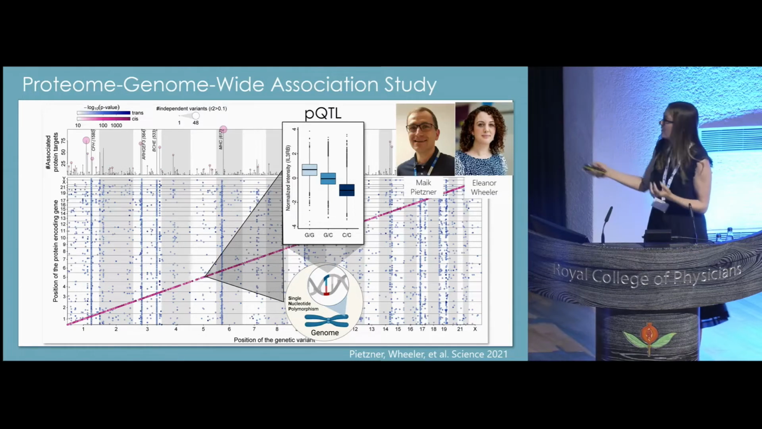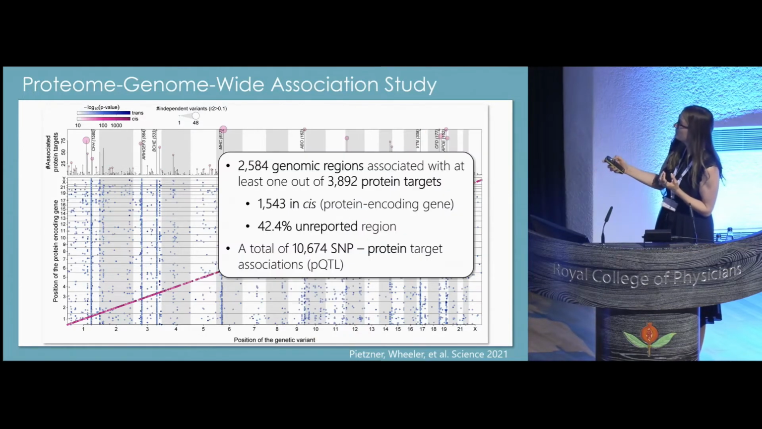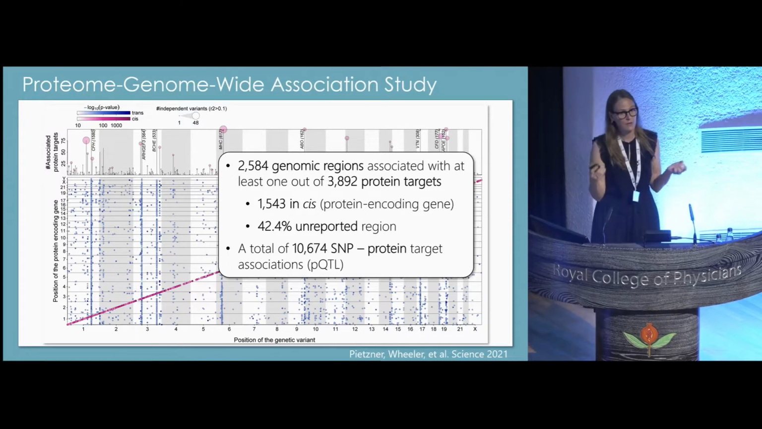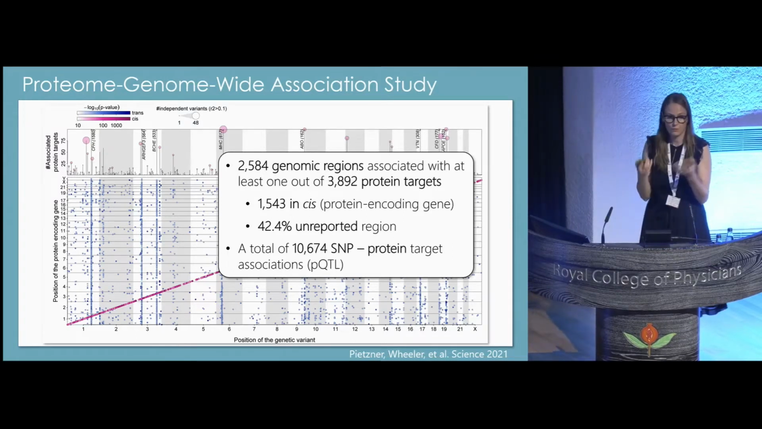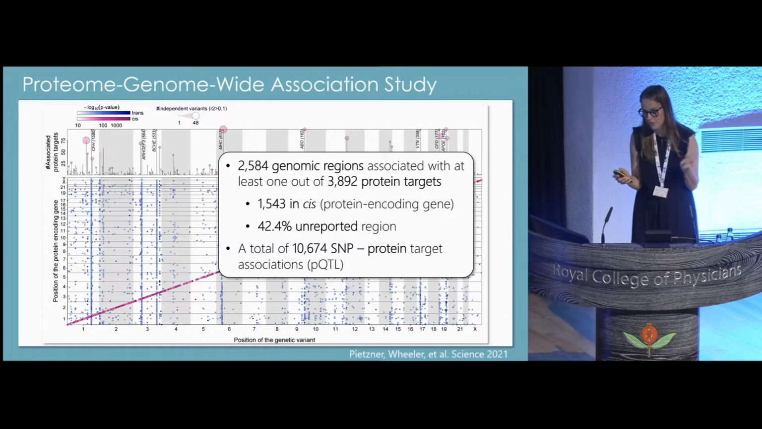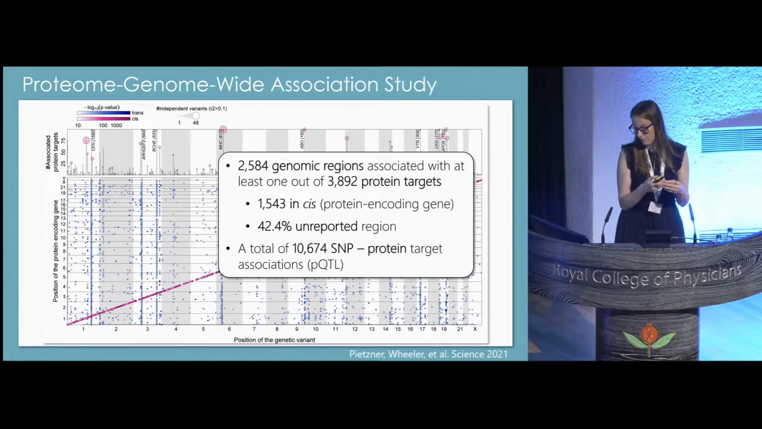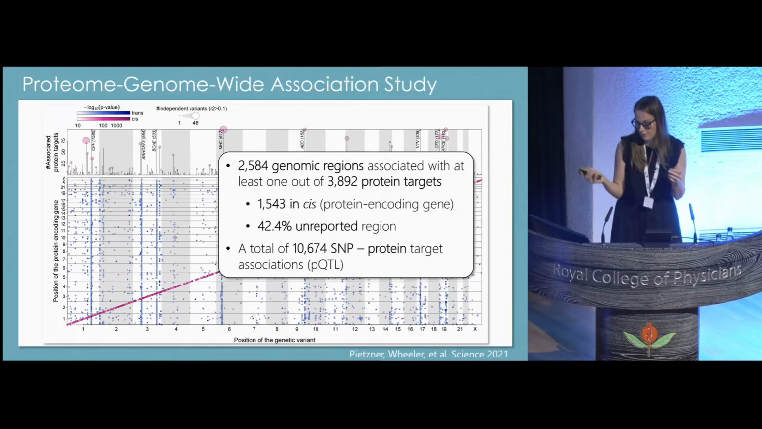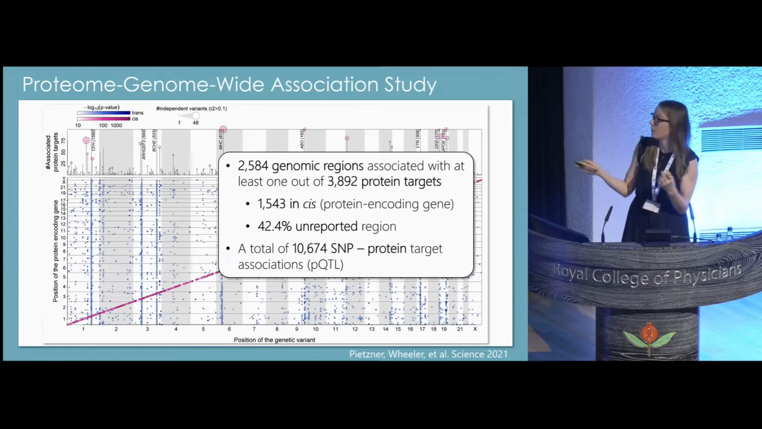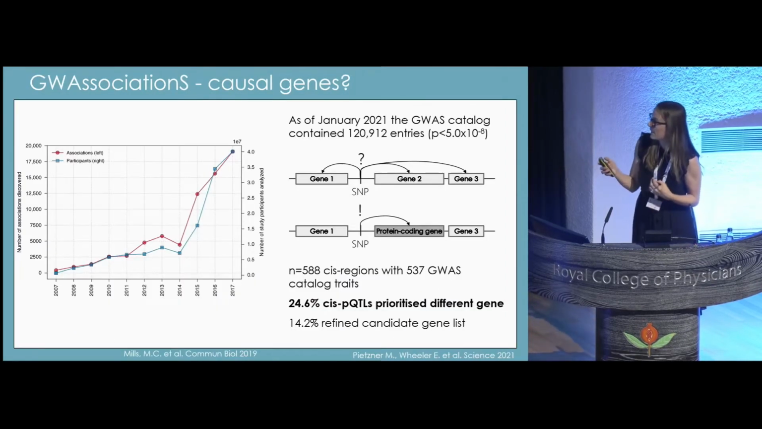So that's the summary of this study in a nutshell. And I don't need to read out the numbers, but we detected a huge number of genomic regions that were associated with the vast majority of all of the proteins that were captured by the technology. Many of those had never been reported, and around 1,500 of those were in cis, so from the protein-encoding gene affecting the aptamer.